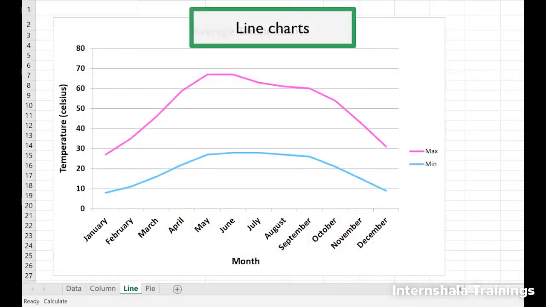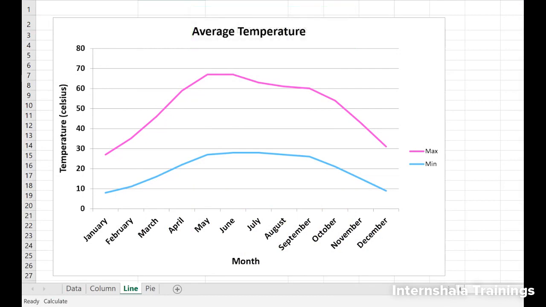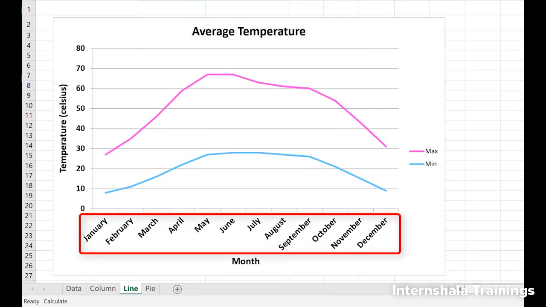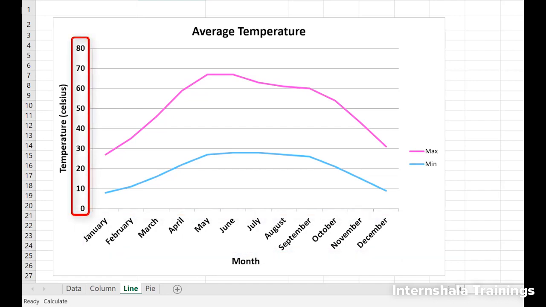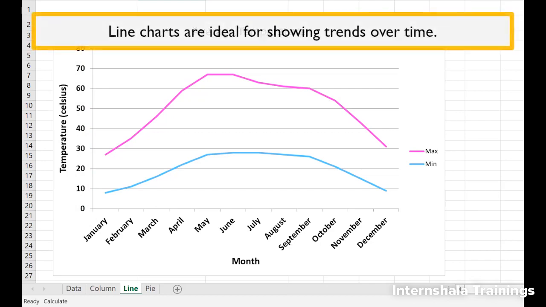Line charts can also be plotted using data arranged in rows or columns. In a line chart, categories are equally spaced out along the horizontal axis, while vertical data is evenly spaced out along the vertical axis. Since continuous data can be plotted against equal time intervals, line charts are ideal for showing trends over time.